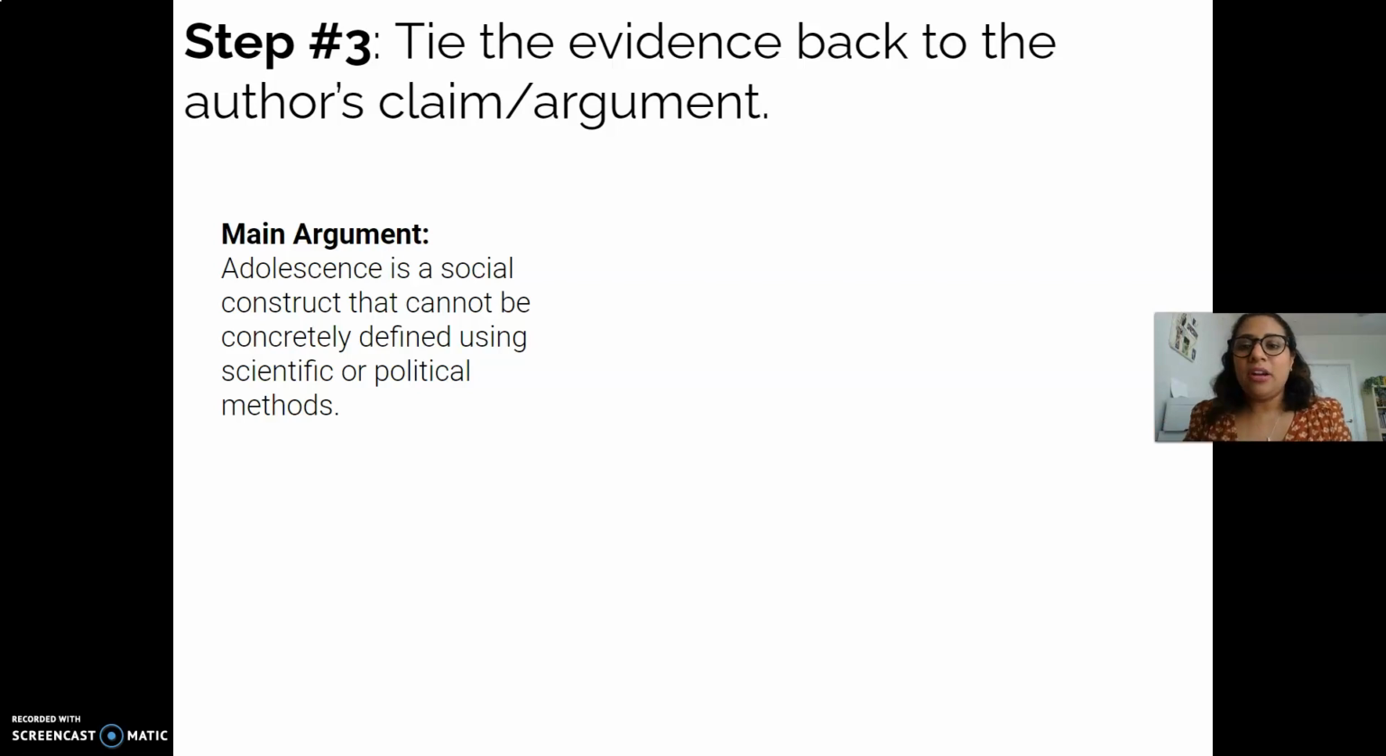So let's say the main argument, as we discussed earlier, is that adolescence is a social construct that cannot be concretely defined using scientific or political methods.